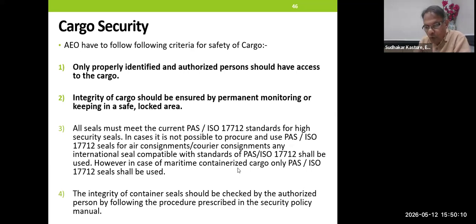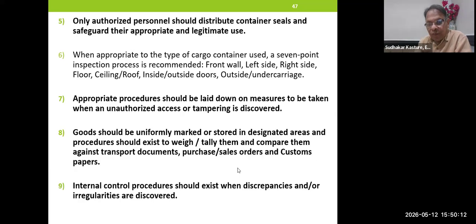कौन से स्टैंडर्ड आपको फॉलो करने हैं? Only authorized personnel should distribute container seals. Appropriate procedures should be laid down in measures to be taken. So goods should be uniformly marked or stored. नॉर्मल जो हम सिक्योरिटी करते हैं, दिस इज टाइटन्ड सिक्योरिटी.